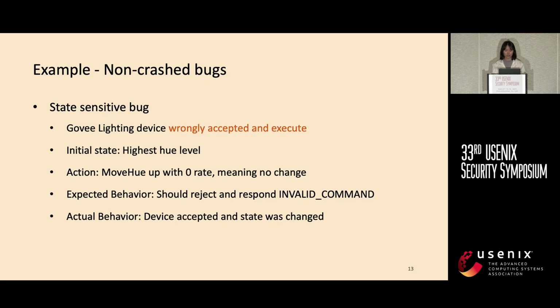Let me share a specific example of a non-crash bug we found. In this case, a Govee light device wrongly accepts the command and executes it. This bug is a state-sensitive bug, which only manifests at a specific initial state. The initial state of the device is the highest level. We expect the device to reject the command and respond with invalid command, but instead it changes state unexpectedly.